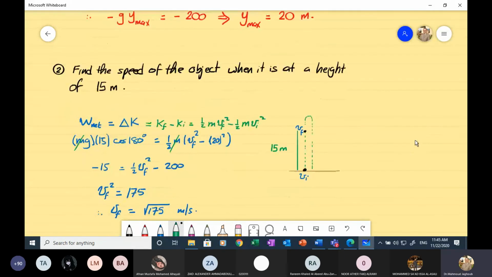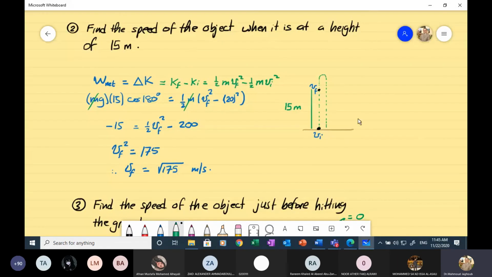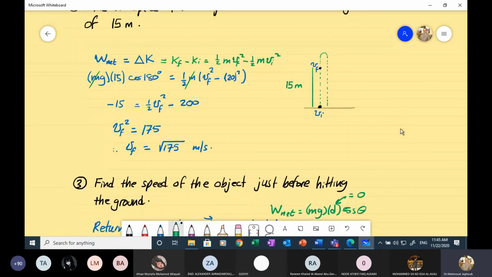Find the speed of the object when it is at a height of 15 meters. He wants the speed when it is here, 15 meters above the ground. We use W net equals delta K, equals K final minus K initial, which equals half m v final squared minus half m v initial squared.